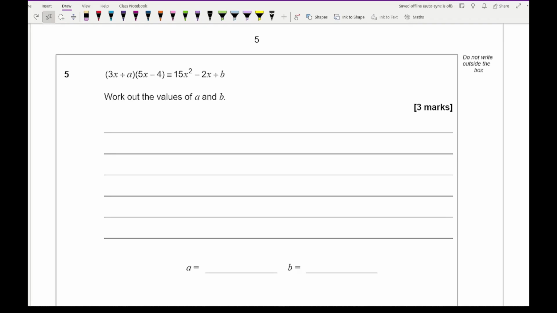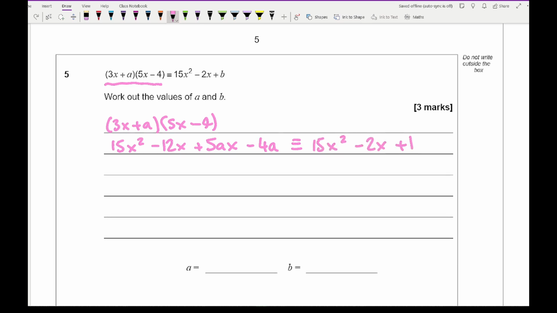Looking at question 5, it says work out the values of a and b. From this, what we need to do first is expand the brackets on our left hand side. So if I just write that out, 3x plus a, 5x minus 4. Expanding the brackets out, we end up with 15x squared minus 12x plus 5ax minus 4a. Then if I write the right hand side, we've got 15x squared minus 2x plus b.